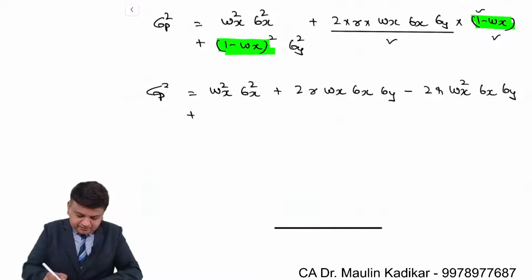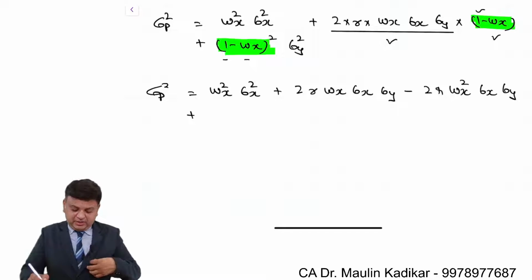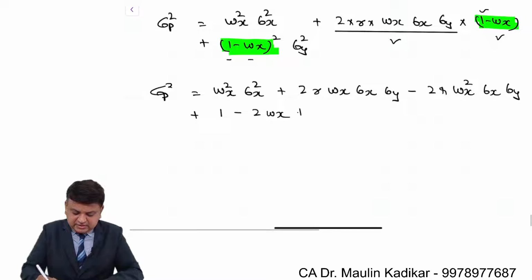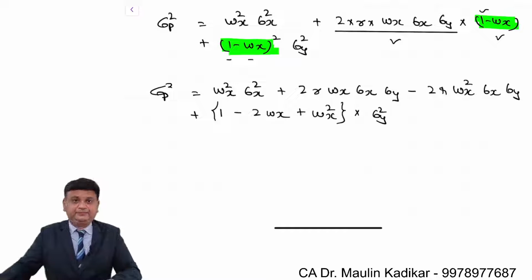plus, now this 1 minus wx raised to 2. So it is a minus b whole square. So it is a square minus 2ab, that is 2 into wx, plus b square, that is plus wx raised to 2 into variance of y.